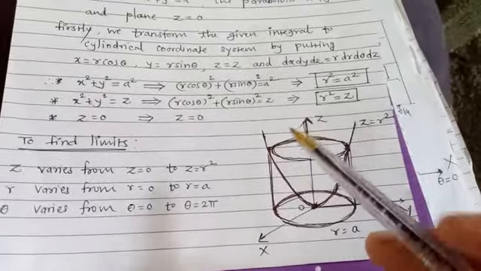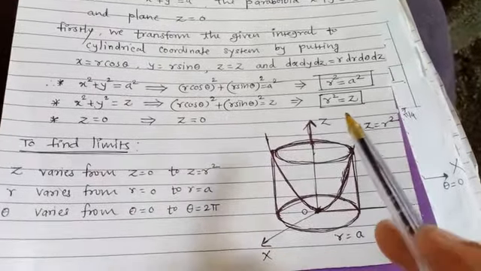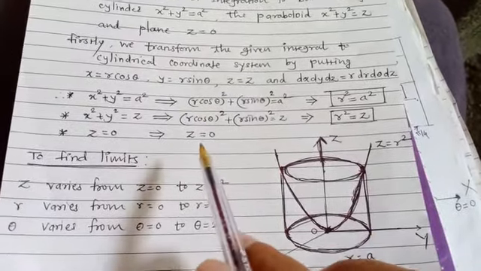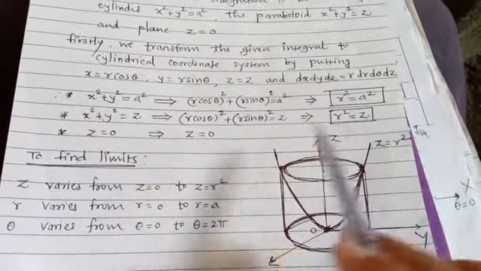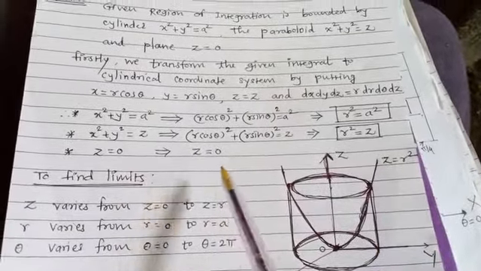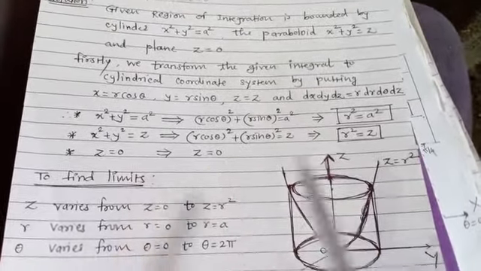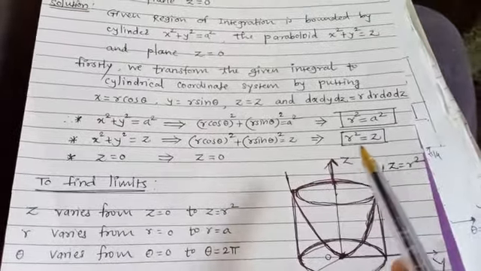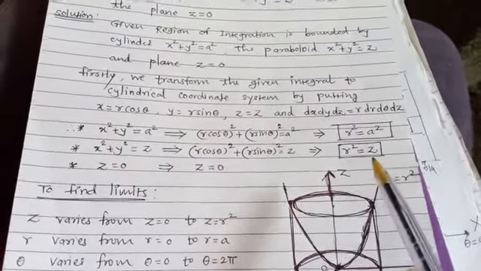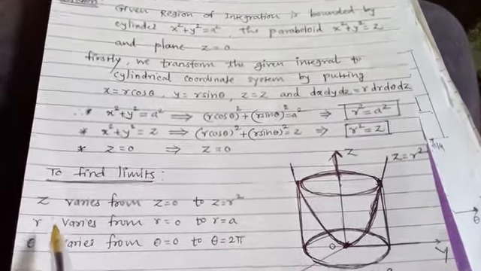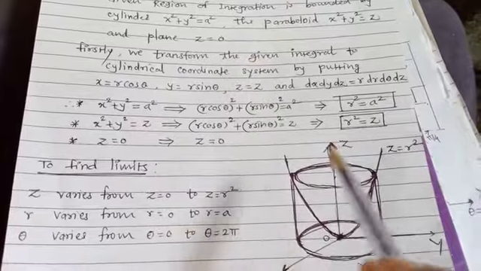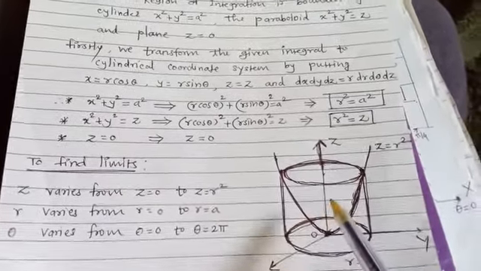Now first of all we are finding the limits for z, and for this we can observe these two equations, that is r square equals z and z equals 0. So in both the equations z is present. So the lower boundary for z is z equals 0, and the upper boundary for z is z equals r square. So that will be the limits for z, so that z varies from z equals 0 to z equals r square. That we can observe in this figure also.